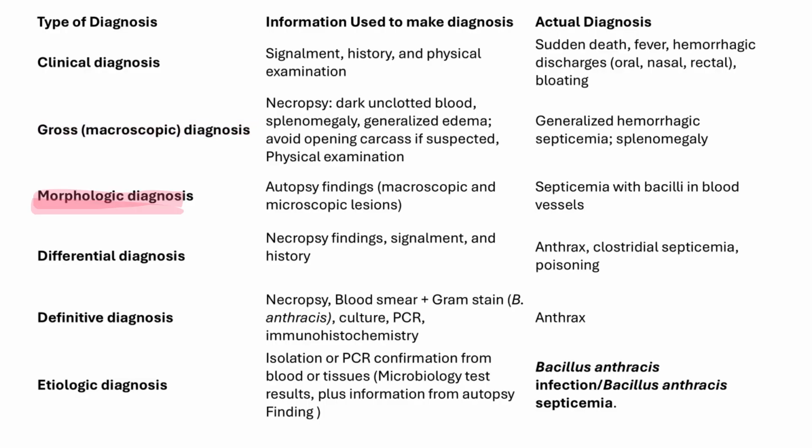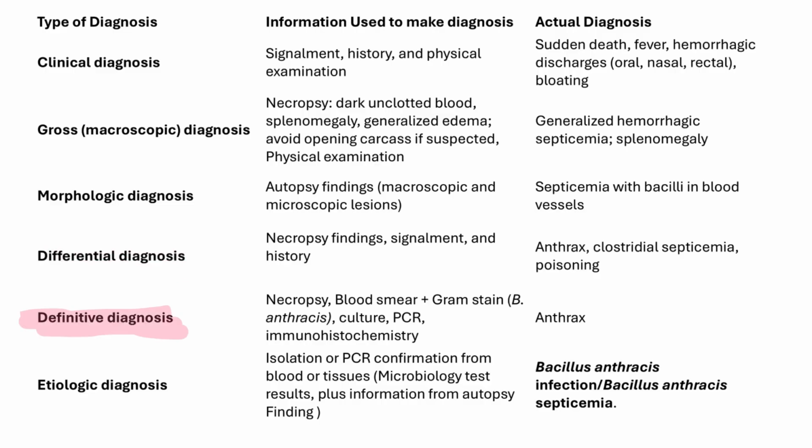Morphologic diagnosis. Histopathology of affected organs such as the spleen, liver, and lymph nodes reveals septicemia characterized by numerous Bacillus anthracis rods in the blood vessels, tissue edema, and hemorrhage. These findings help categorize the disease as a hemorrhagic septicemia caused by bacterial infection. Differential diagnosis. The clinical and morphologic findings may overlap with other diseases, such as clostridial infections, poisoning, hemolytic diseases, or severe trauma. Hence, a list of possible causes is prepared and narrowed down with laboratory testing.